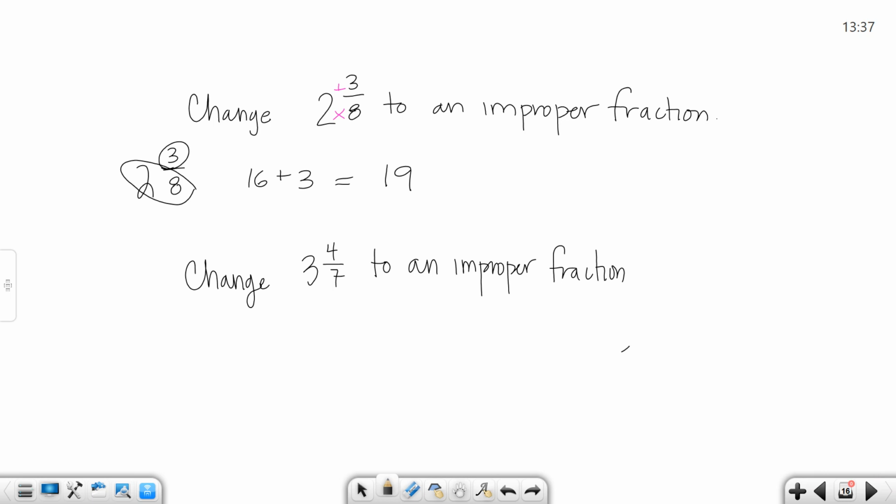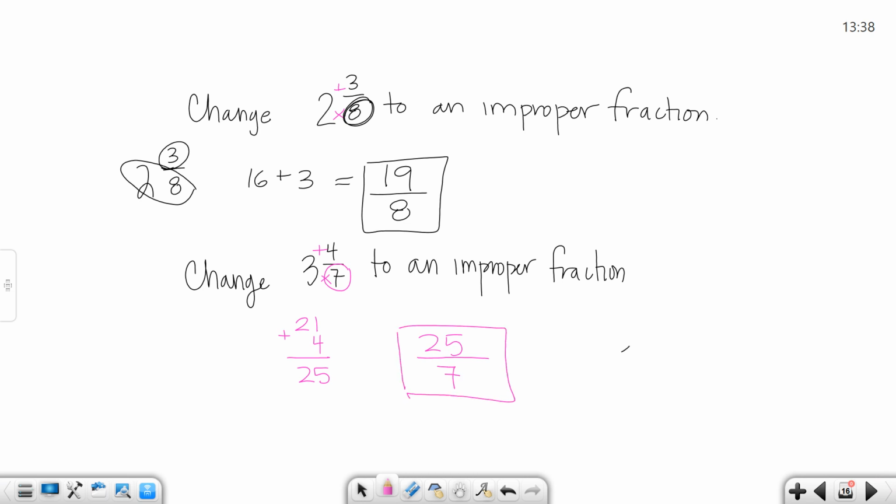Now you're going to take that 19 and put it over the denominator. Here's the denominator, that's what you're putting it over. So your answer to this one would be 19/8. Looking at the bottom one, we're going to times these. So 7 times 3 is 21, and then you're going to add this one. That's going to give you a 25. But then you have to say, it's a fraction, so it has to be over something. The denominator here is your denominator here. And that's how you would write it as an improper fraction.